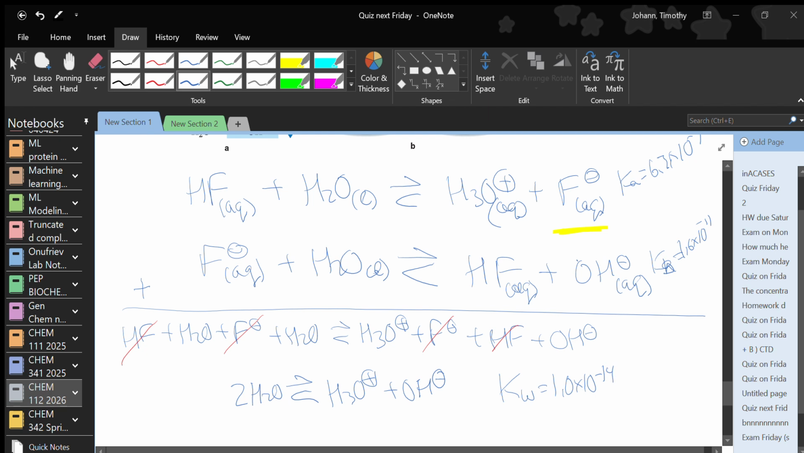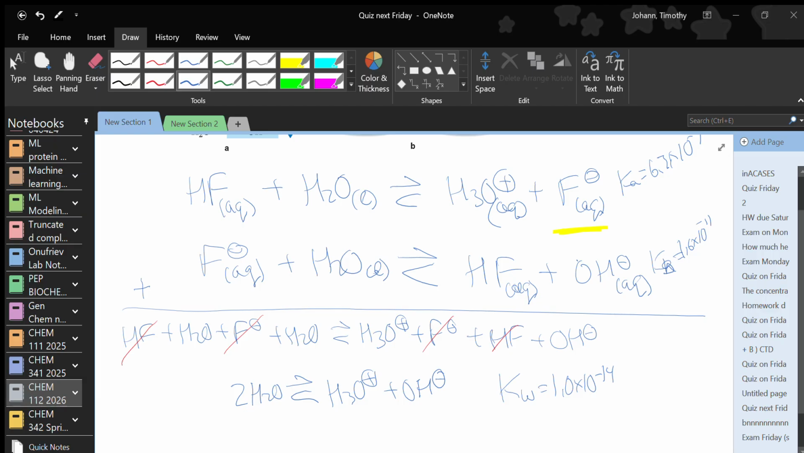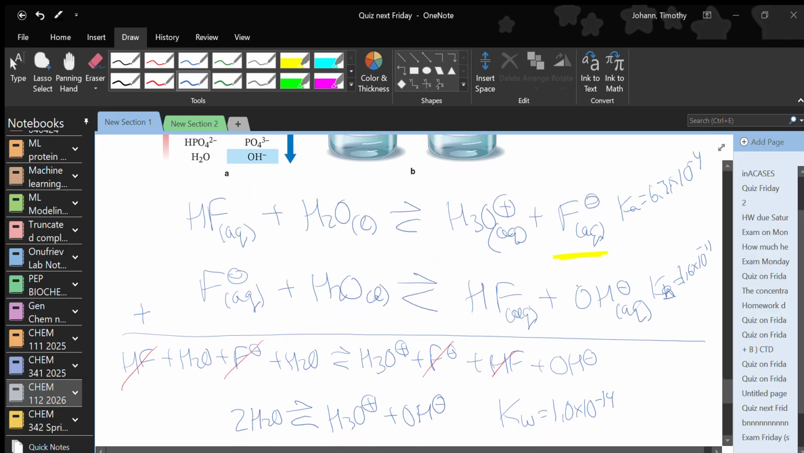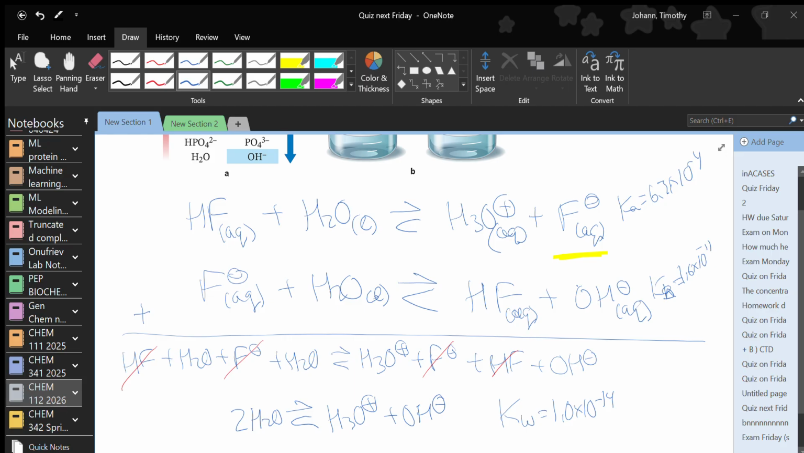When I add two reactions together, what do I do with the equilibrium constants? If I add these two, I multiply these, right? Go ahead and multiply those. See what you get. 6.3. What'd you get? Yeah, you get this to two significant figures.